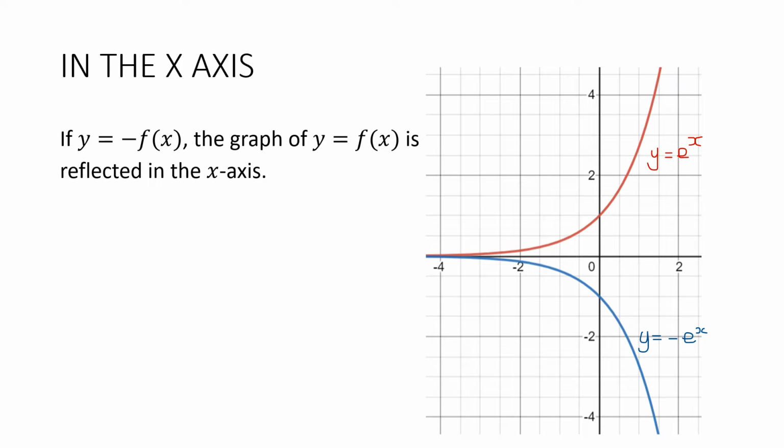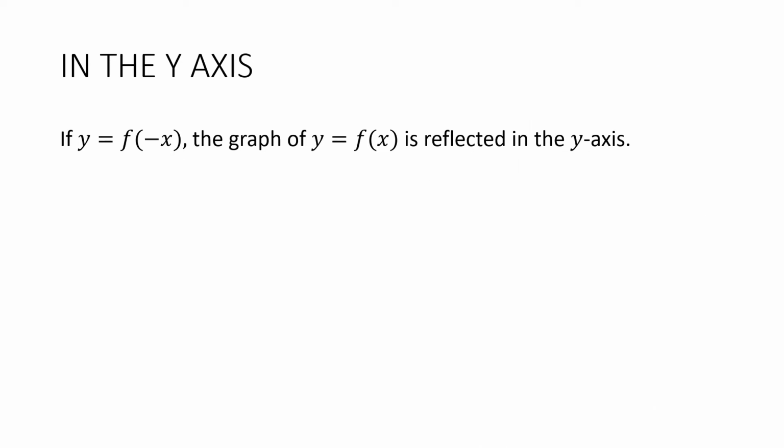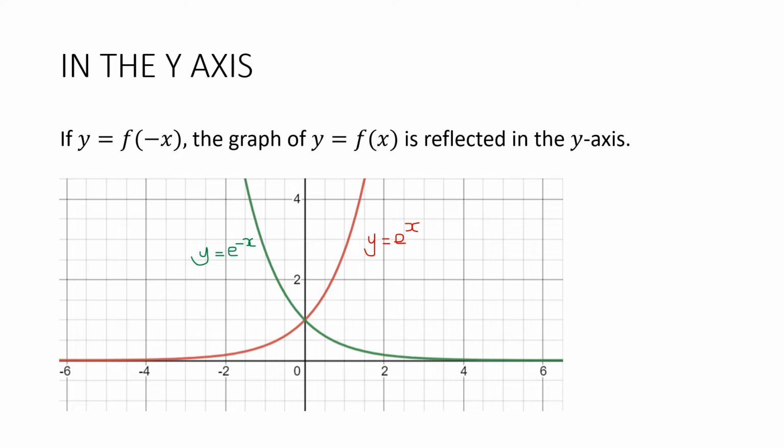Here's an example. If we have y equals e to the x, the reflection of that in the x-axis will be y is equal to negative e to the x. If we want to reflect in the y-axis, we stick the negative in with the x. Can you see that this is a type of horizontal dilation? It's a horizontal dilation of -1. Here's our example. How do we reflect y equals e to the x in the y-axis? It's e to the negative x.